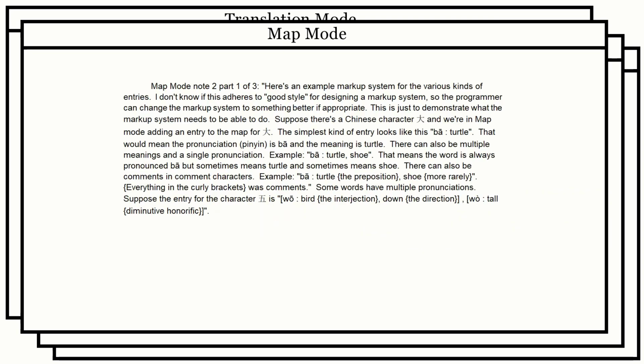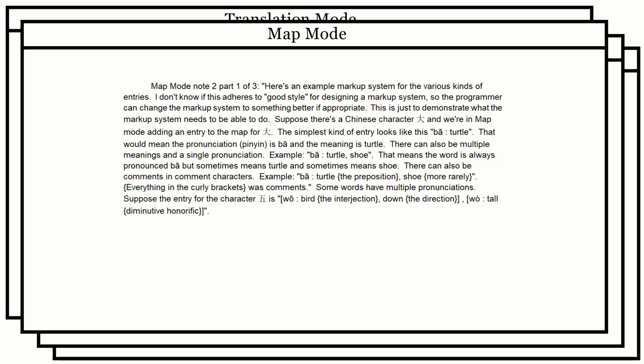Okay, map mode note 2, part 1 of 3, about notation. Here's an example markup system for the various kinds of entries. I don't know if this adheres to good style for designing a markup system, so the programmer can change the markup system to something better if appropriate. This is just to demonstrate what the markup system needs to be able to do.